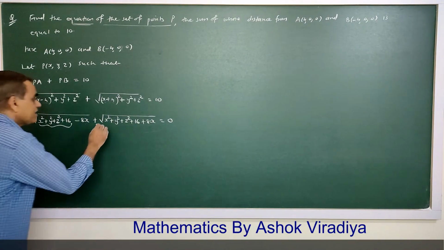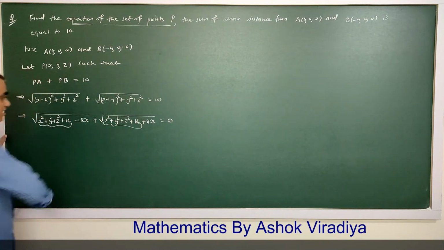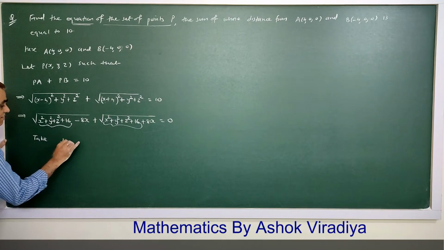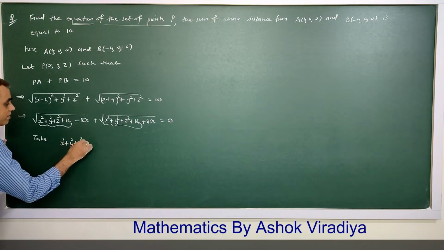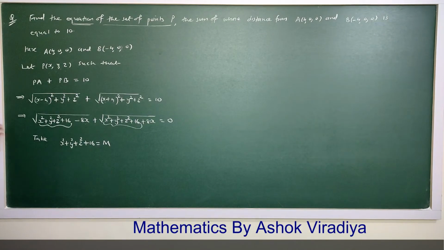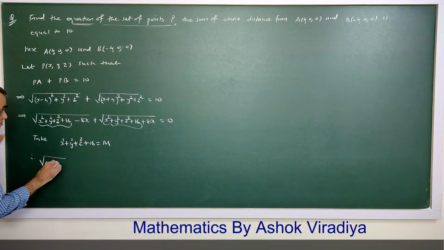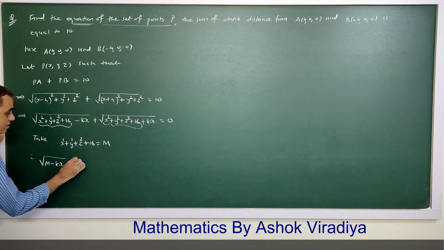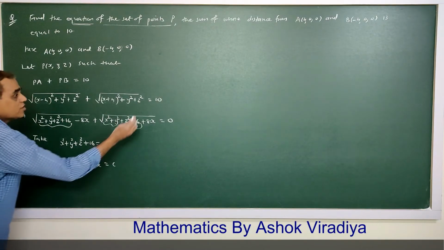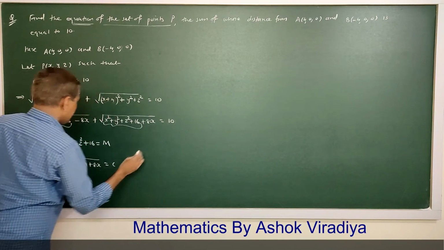So in this expression, now this part is common. For convenience in calculation, we are taking x square plus y square plus z square plus 16 equal to m. So the equation is square root of m minus 8x plus square root of m plus 8x equal to, sorry, this is 10.